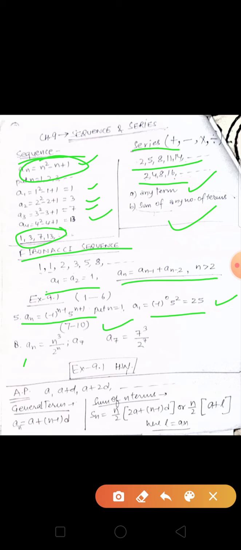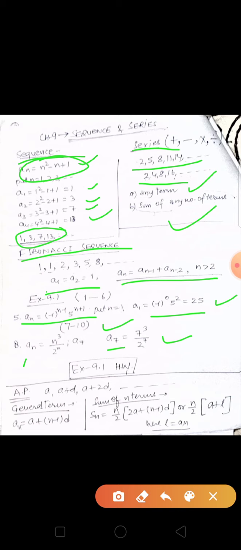Similarly, in questions 7 to 10 we have taken, for example, question number 8, where an is given as n cube upon 2 to the power n and we are supposed to find a particular term, a7. So what we will do, we will put n equals 7 in this, we will get 7 cube upon 2 to the power 7. It's a big number, that is why we will not be calculating it.